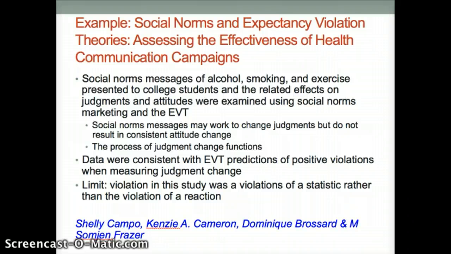The data were consistent with the expectancy violations theory predictions as positive violations. However, the limit of the study was that the violation was a violation of statistic rather than a violation of reaction.